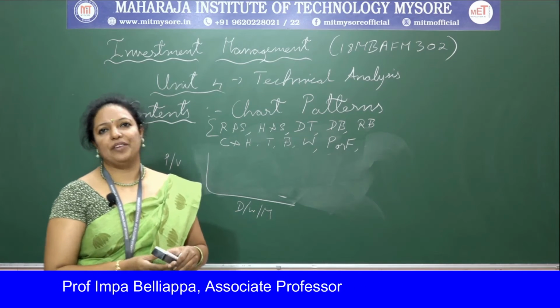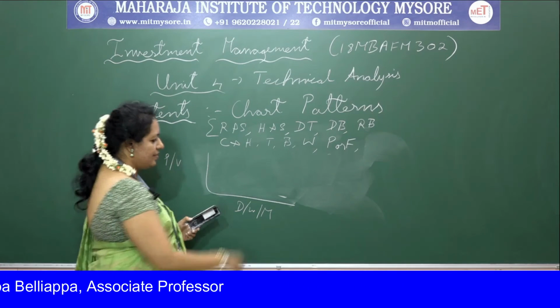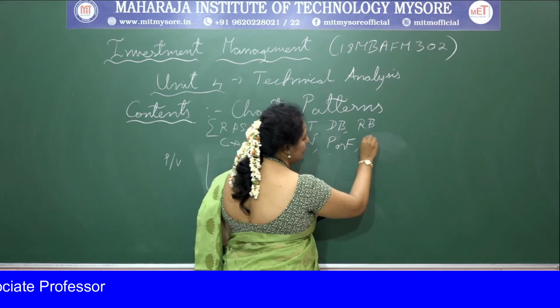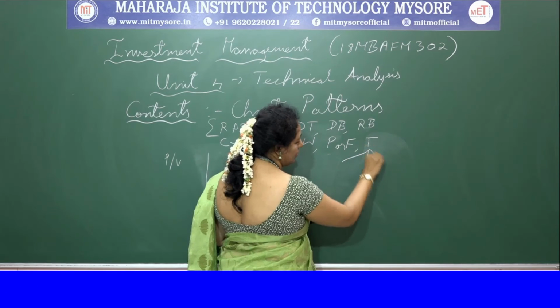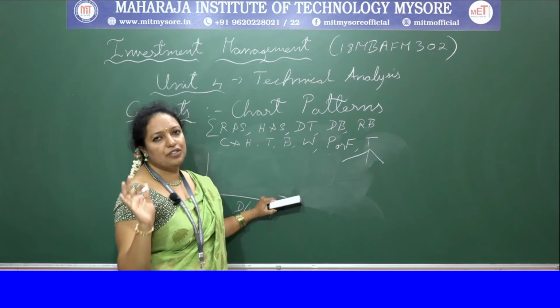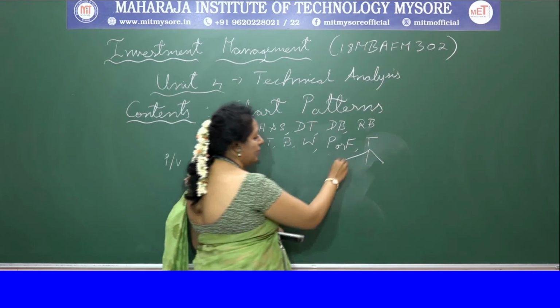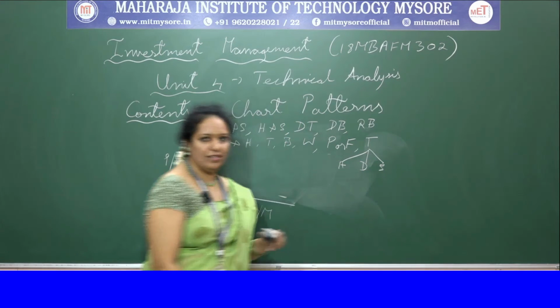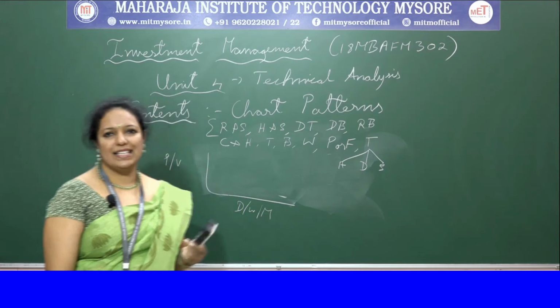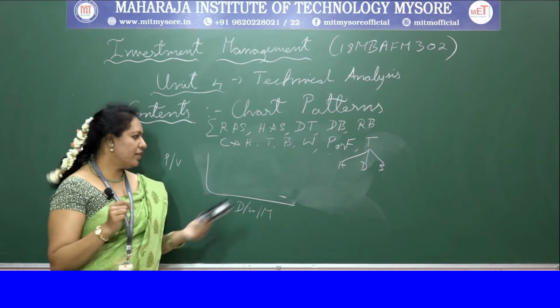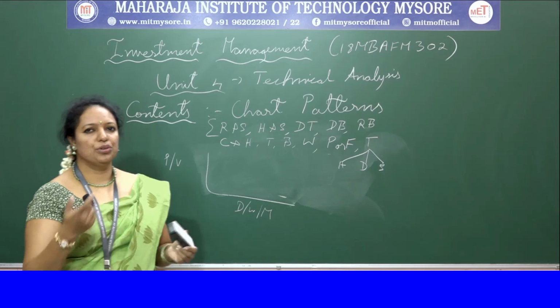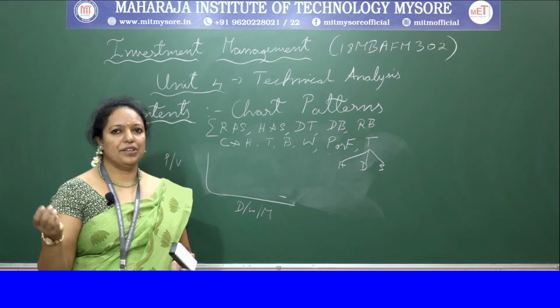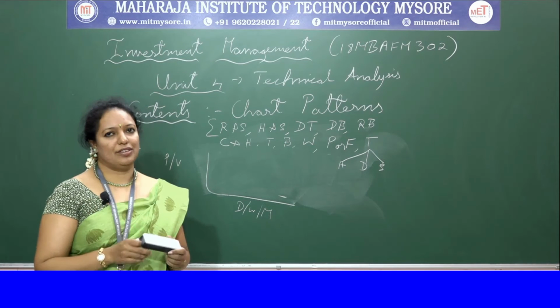Next kind of pattern are triangles. Okay, I'll write here triangles. There are three kinds of patterns in triangle: ascending, descending, symmetric. Okay, ascending, descending and symmetric. All in one chart. I'll just show you what is ascending triangle, descending triangle and this symmetric triangle.